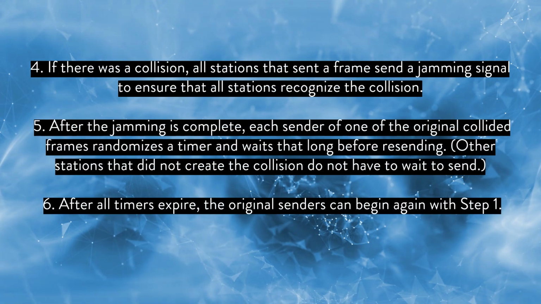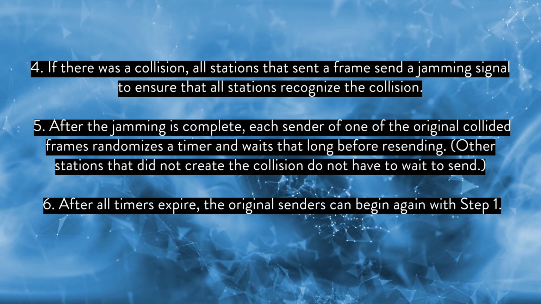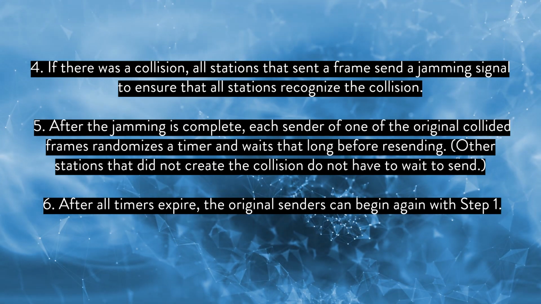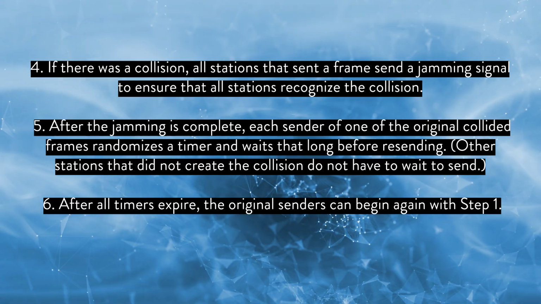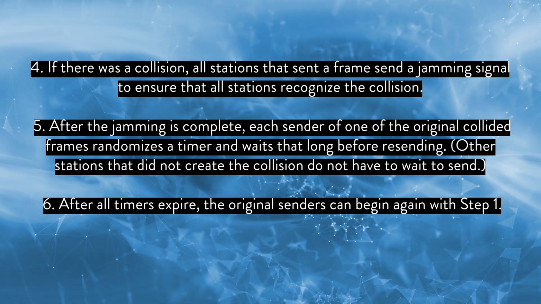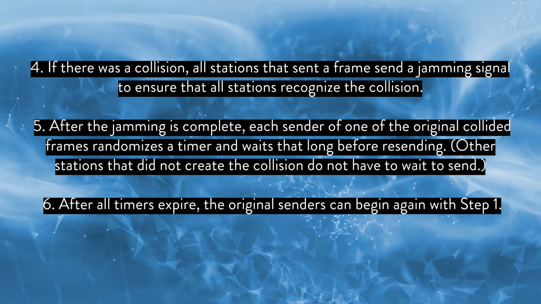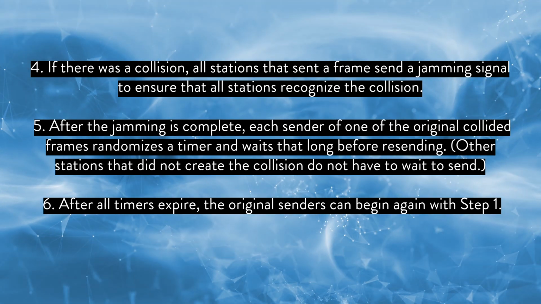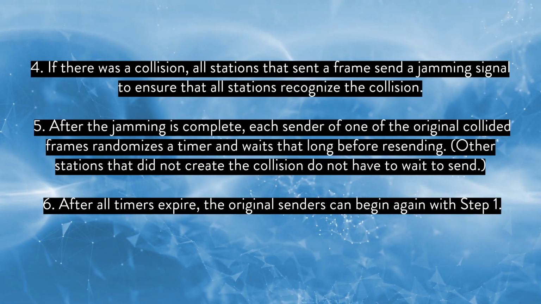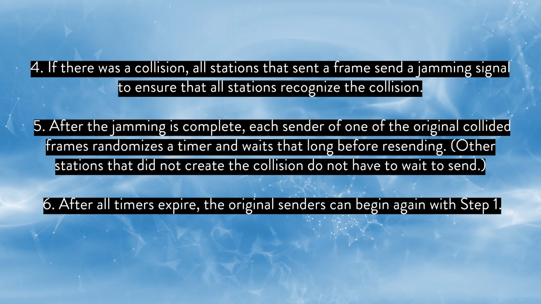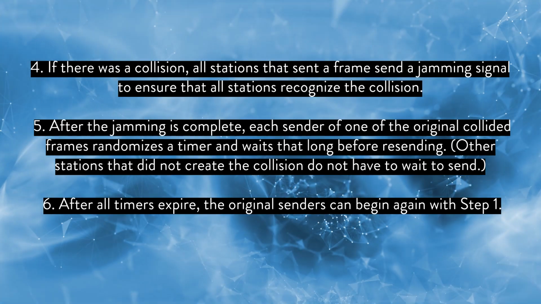4. If there was a collision, all stations that sent a frame send a jamming signal to ensure that all stations recognize the collision. 5. After the jamming is complete, each sender of one of the original collided frames randomizes a timer and waits that long before resending. Other stations that did not create the collision do not have to wait to send. 6. After all timers expire, the original senders can begin again with step 1.